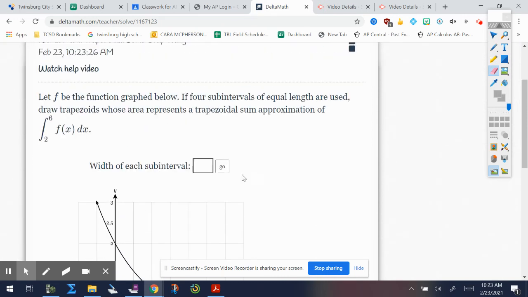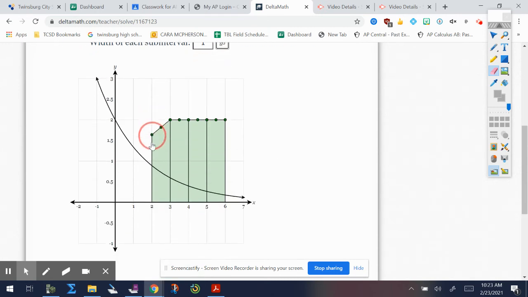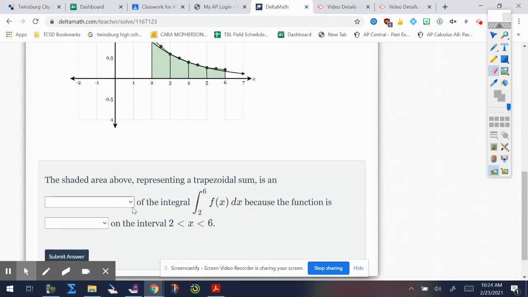Hey, there we go. So this one is going from 2 to 6, 4 subintervals. So that means each one is 1 unit wide. As I draw them, I have to drop it down here. So here's my first trapezoid. Second trapezoid. Third trapezoid. And finally, fourth trapezoid. Again, really good approximation. This one will over approximate it though because it is concave up.